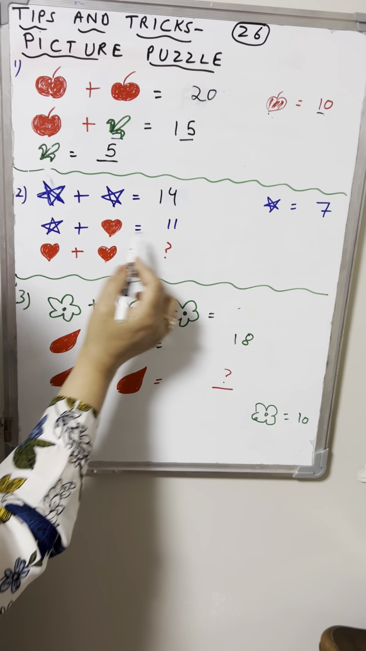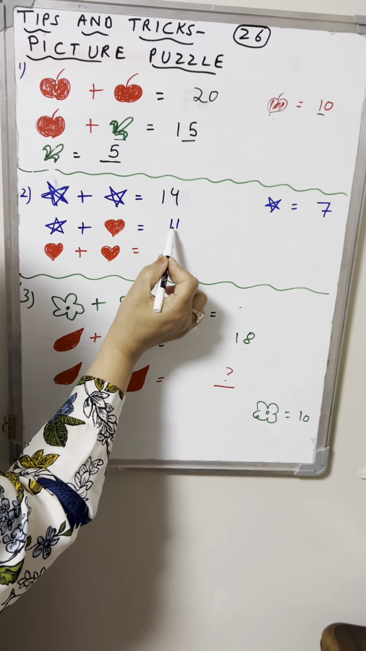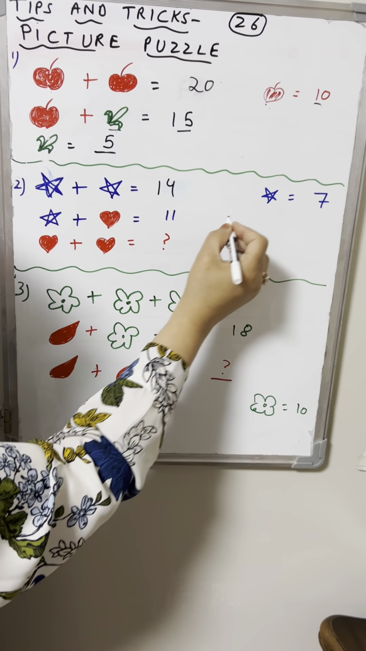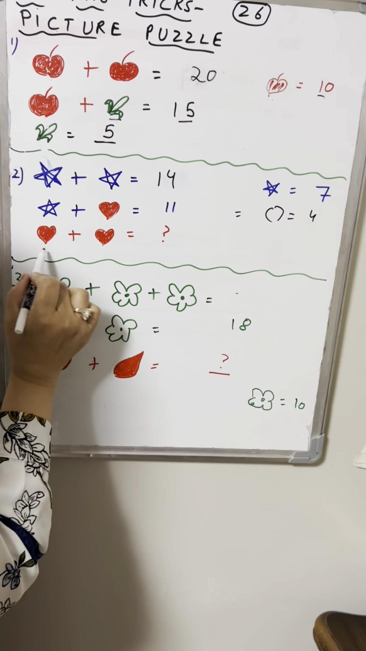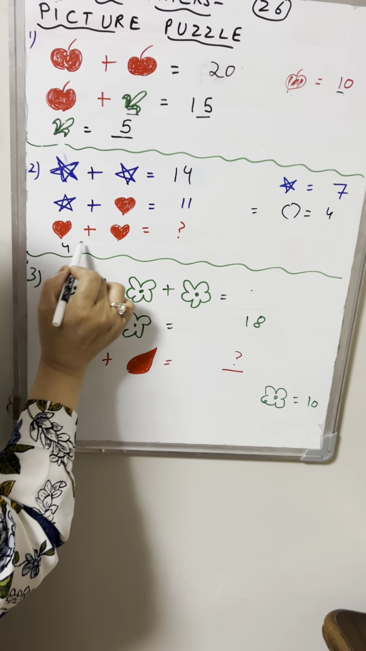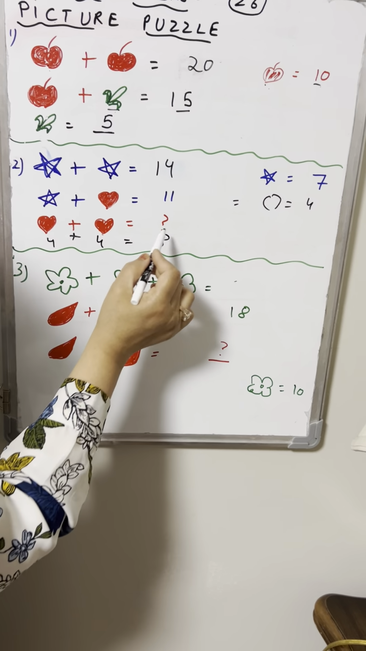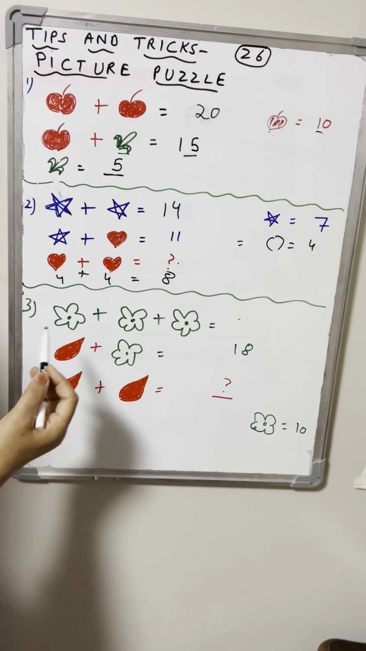If we calculate the value of heart from this part, then 11 minus 7, it will give you 4. So heart will be equal to 4. So two hearts will give you 4 plus 4 is equal to 8. So the answer is 8. Look at the third question.